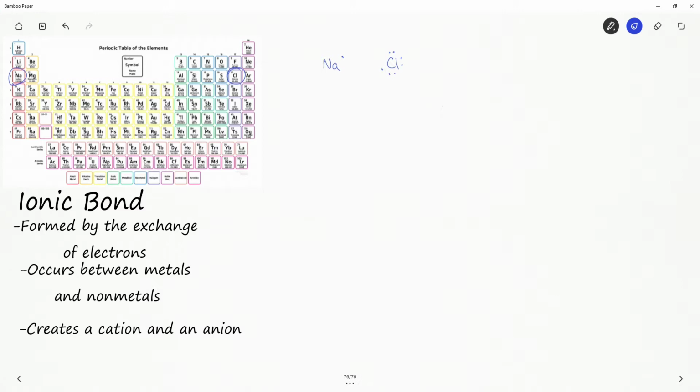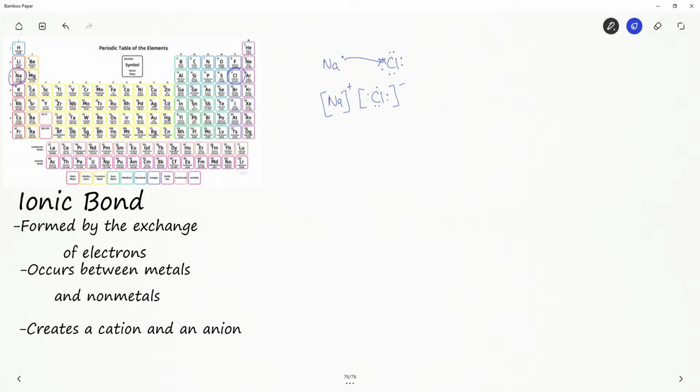So I call this the match made in heaven. Sodium wants to give an electron, chlorine would love to get an electron, and we have an ionic bond. So we end up with sodium, the cation, with a +1 charge. Chlorine, the anion, with 8 valence electrons and a negative charge. And this is how table salt is formed. Now, any compound formed by an ionic bond with an exchange of electrons is called a salt.